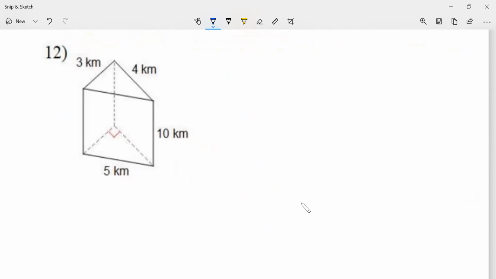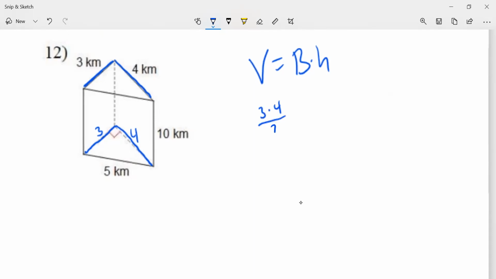Okay, so question number 12. The area of the base times the height, that's the volume. So I have to figure out what the area of the base is. And I see a triangle here at the bottom. And I see my 90-degree angle is made by these two sides. I'm going to say one side is 3 because it's the same as this side, and the other side is 4 because it's the same as this side. I don't have to use all my measurements, okay? So for my triangle, I know I have to go 3 times 4 divided by 2. That's going to give me my base.